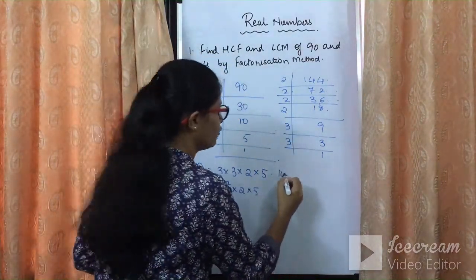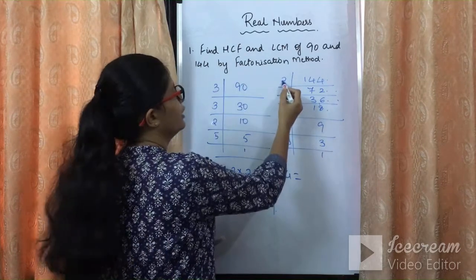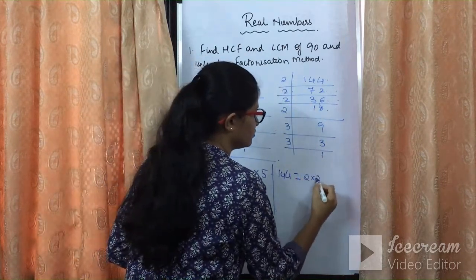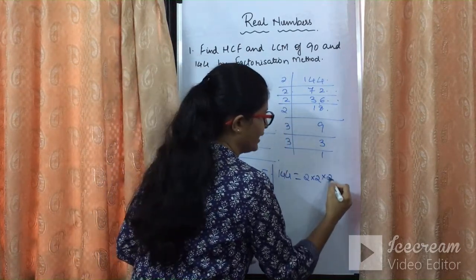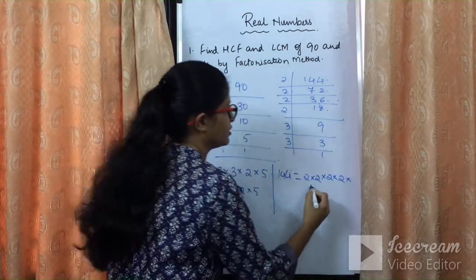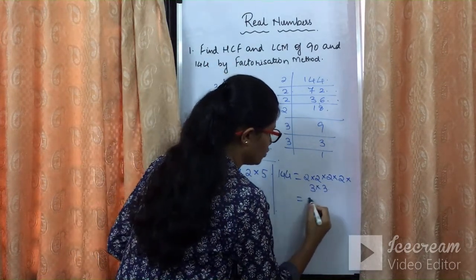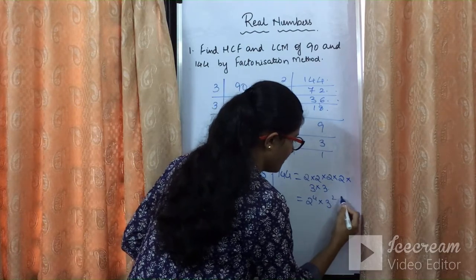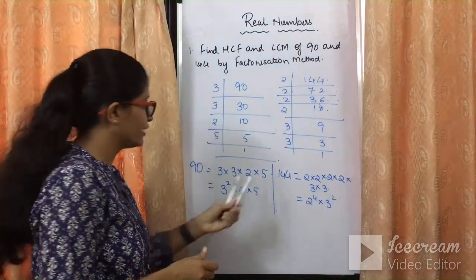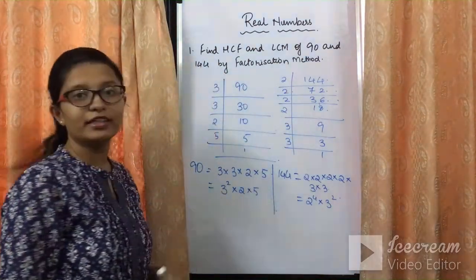Now 144 के फैक्टर हमारे पास कितने आ गए? 2 into 2, 2 into 2. How many times 2 are we getting? 4 times. 3 into 3. So can I write 2 raised to 4 into 3 square? So these are nothing but the factors for 144 and these are the factors for 90.